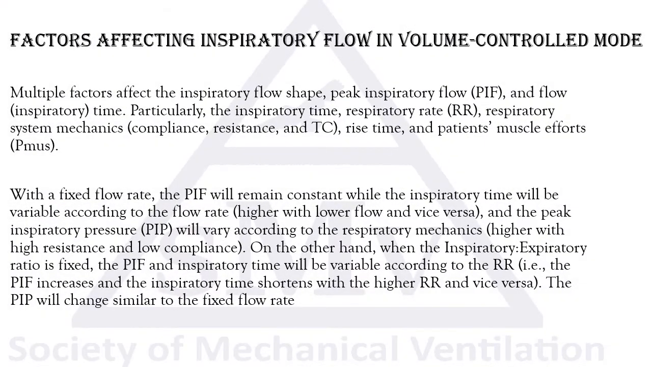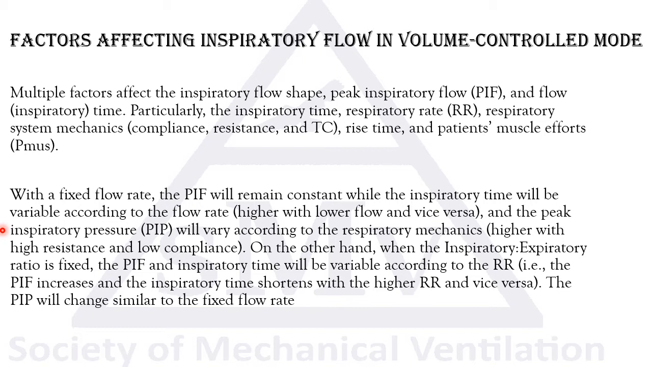Let's talk about the factors that affect the inspiratory flow first in the volume controlled modes. So there's so many factors that affect the inspiratory flow shape and the peak inspiratory flow and the inspiratory time. Those factors are the inspiratory time set on the ventilator, the respiratory rate, the respiratory system mechanics, which is the compliance, resistance, and time constant, the rise time of the airway pressure, and the patient muscle effort, or we call the PMUS.